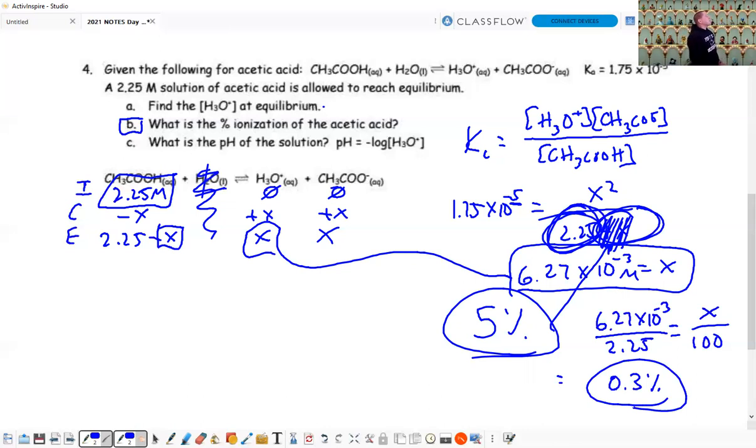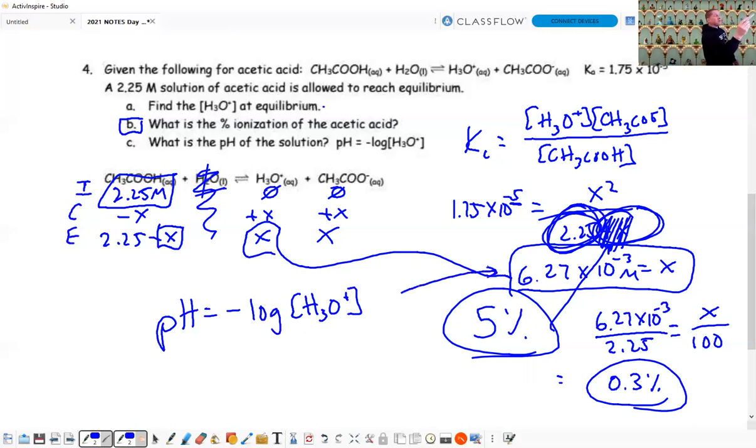And then letter C, what is the pH of the solution? So I give you the formula. pH is equal to the negative log of the H3O plus. And this is actually, after this unit, all we have left, the only big thing we have left is pH, acids, bases. And it is related to equilibrium. So now we know what we got for the H3O plus, so it's right there. Just take the negative log of that number, and it comes out to be a pH of 2.2.